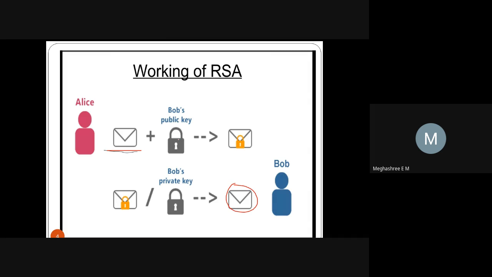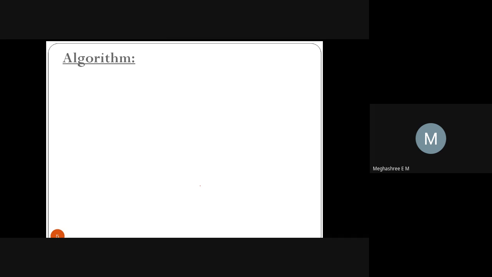Okay, so here you should know Alice uses the public key of Bob. Once the message is received, Bob will decrypt the data using his private key. If the public key and private key work properly together, then only he will receive the proper message. Okay, that is one more example here. And now we'll directly see the algorithm part. The steps involved in this algorithm.